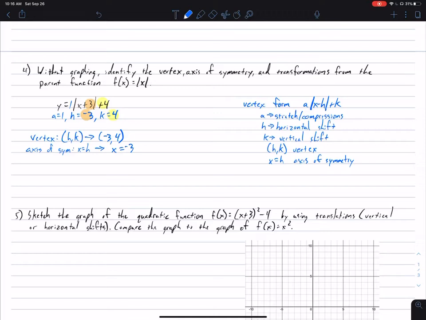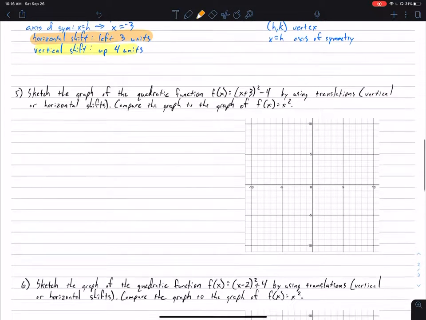And then the transformations from the parent function. So my transformations are my h and my k, my horizontal and vertical shifts. So the x plus 3, again, that's backwards, so that's going to tell me that there is a horizontal shift, and that horizontal shift is going to be left 3 units. And then my vertical shift is exactly as it appears. That plus 4 tells me it's going to go up 4 units. So that 4 tells me I have a vertical shift, and that 3 tells me that there's a horizontal shift.